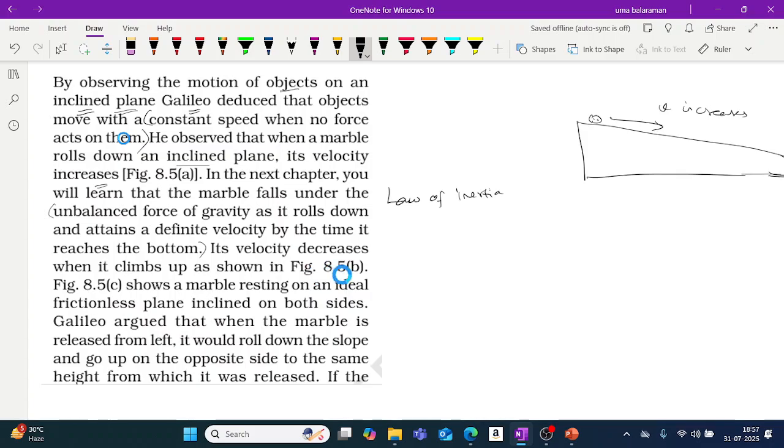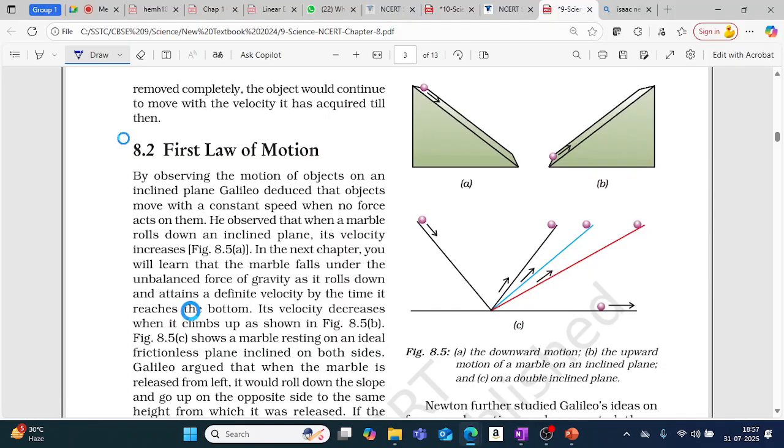So 8.5B and 8.5C show a marble resting on an ideal frictionless plane inclined on both sides. 8.5B, 8.5C.